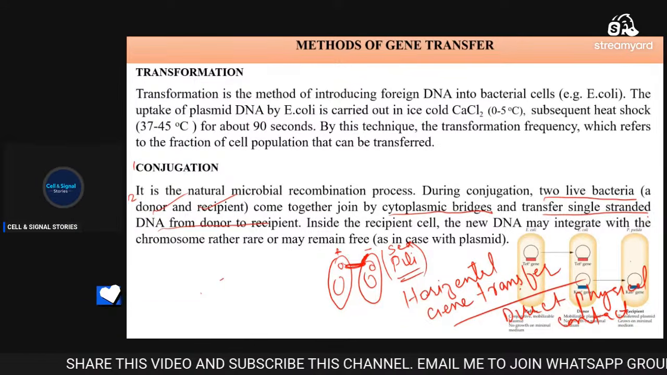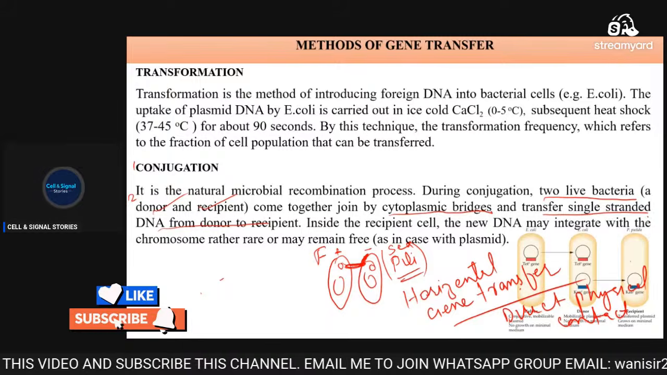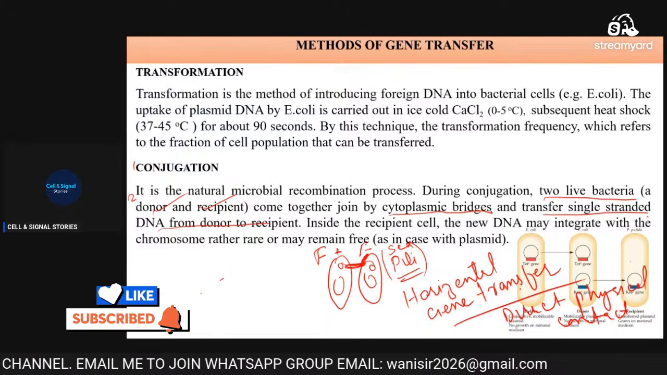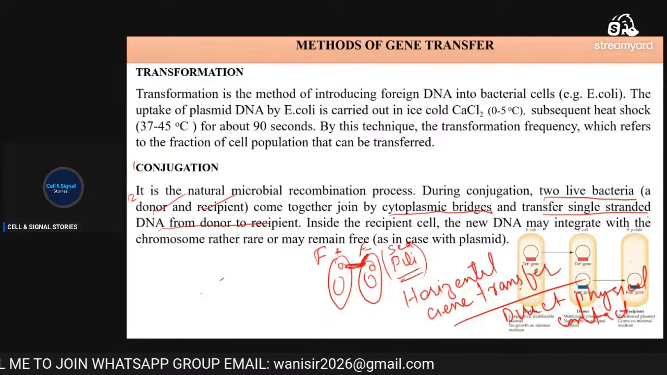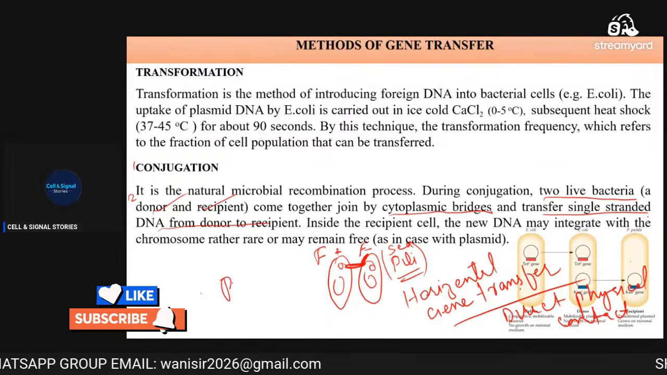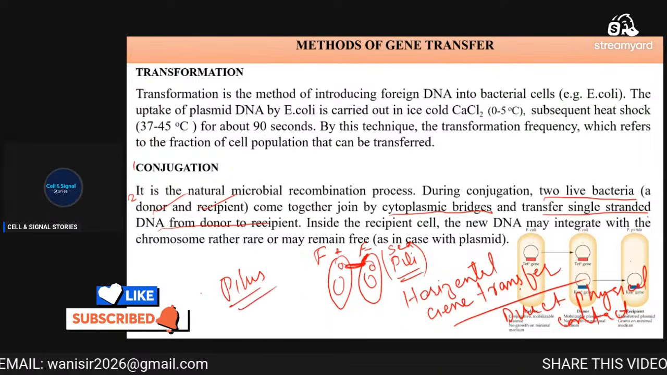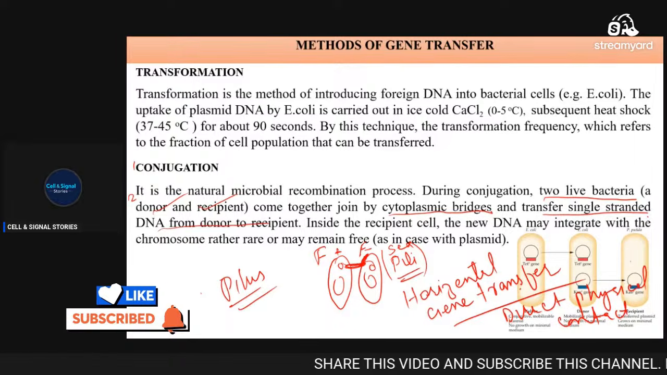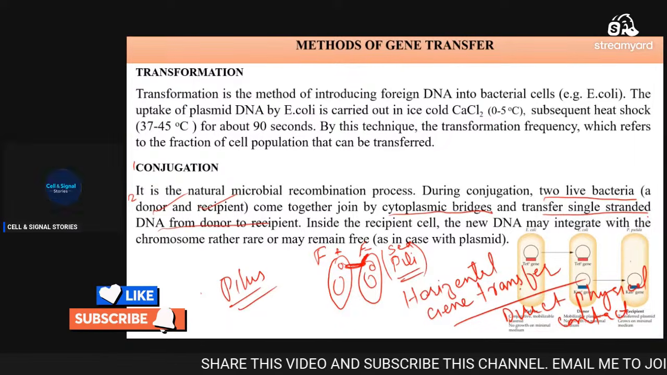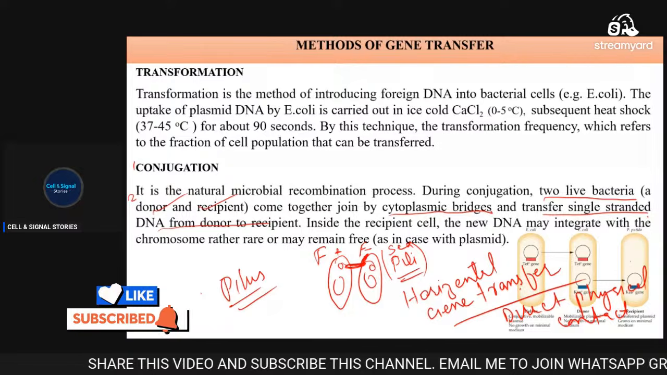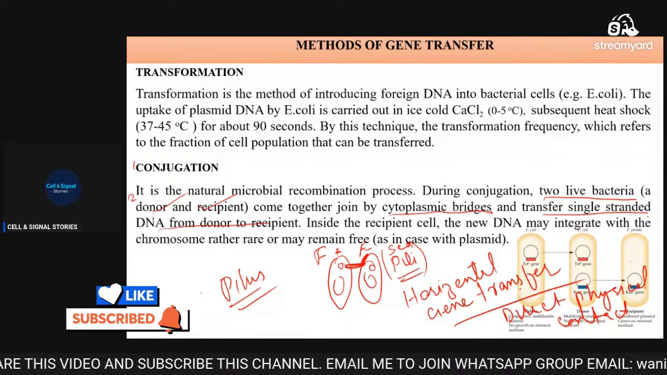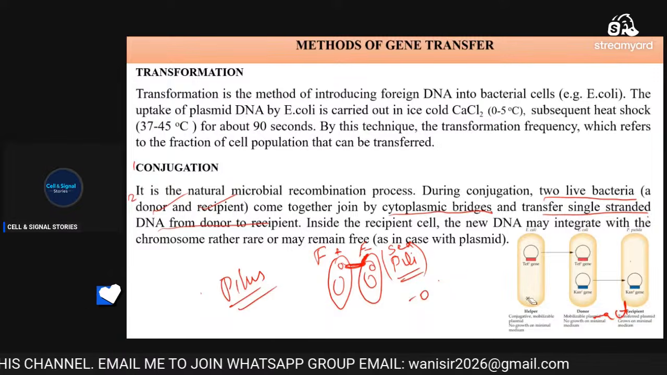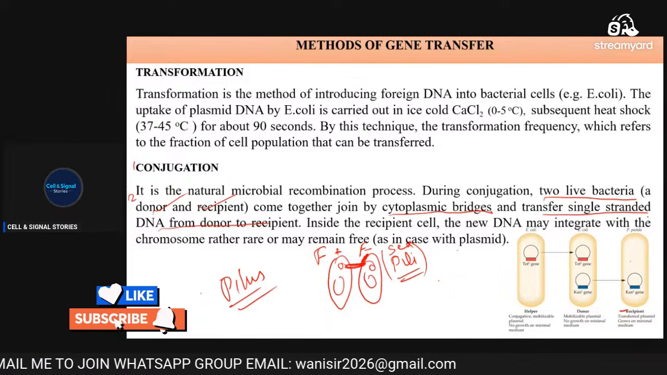So donor is called F positive, and recipient is called F negative. So donor produces a pilus, and this pilus attaches to the recipient and a bridge forms and the transfer takes place. What is the application of this? The application of this is genetic mapping.